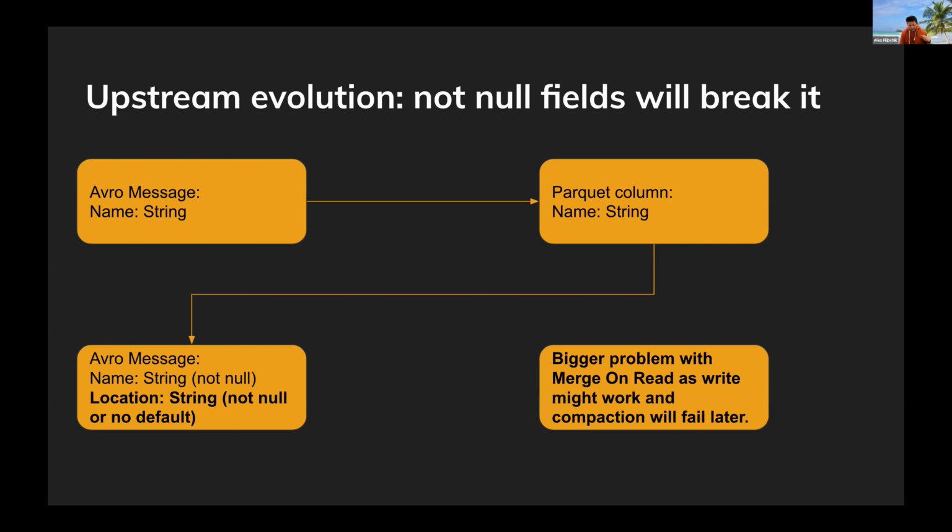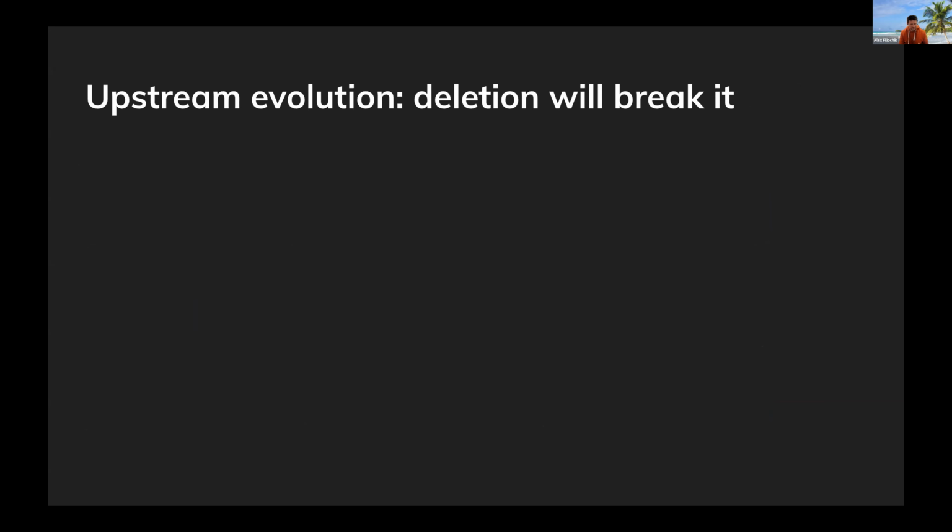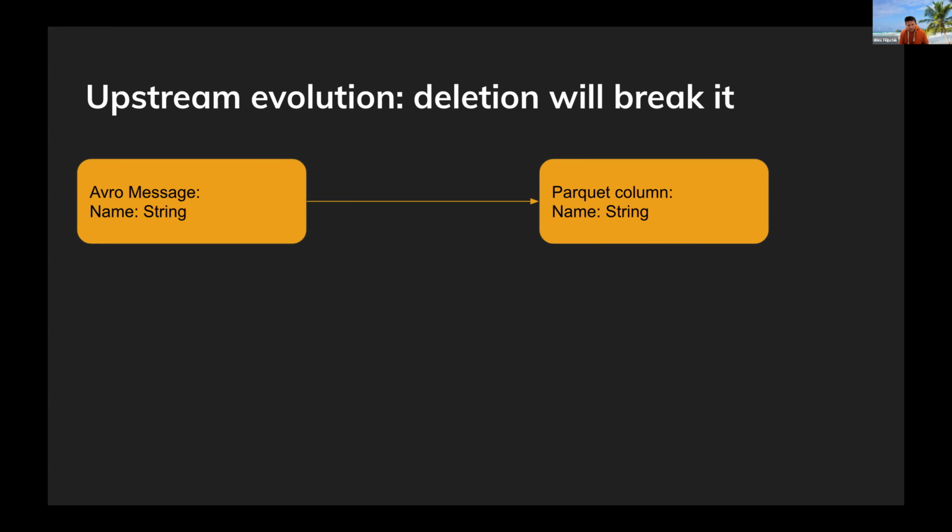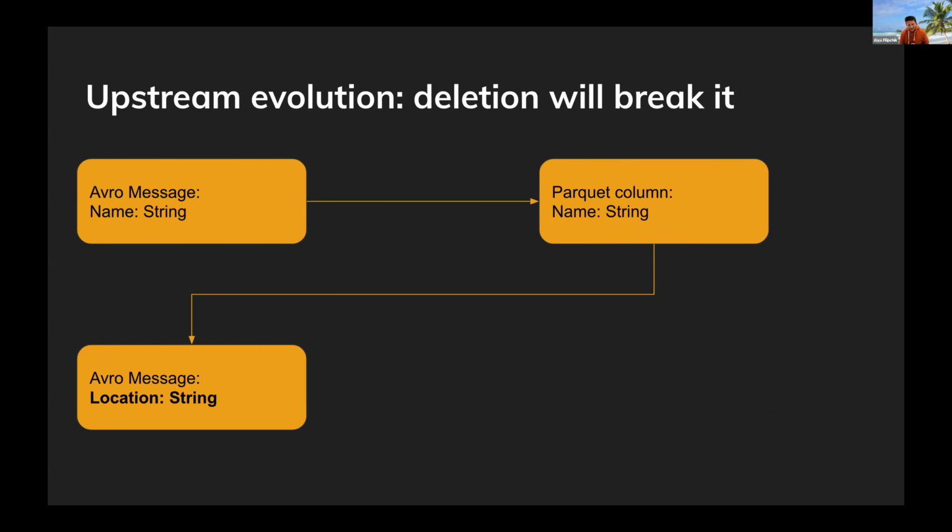With merge-on-read tables in the version we use, we're a little bit behind the latest open source release, it's a bigger problem, because the write might happen and then compaction breaks. With compaction, you need to catch it and fix it really, really fast. Otherwise, you might end up with trash on disk.